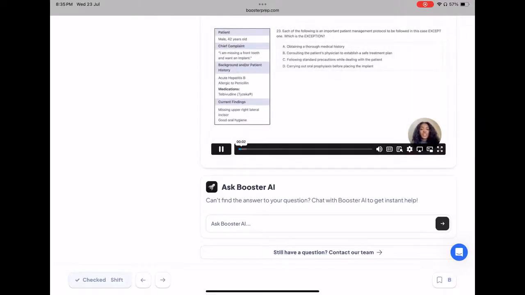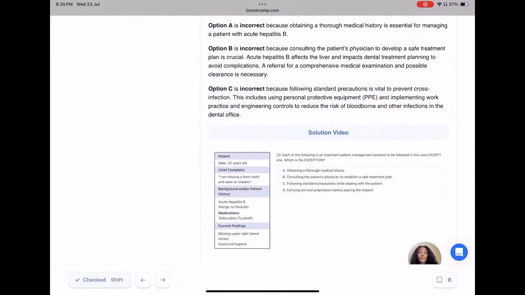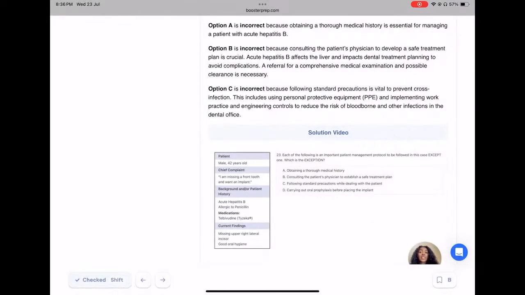Question 23 reads, each of the following is an important patient management protocol to be followed in this case except one. Which is the exception? So here we have a patient. His chief complaint is, I'm missing a front tooth and want an implant. His background and or patient history is that he has acute hepatitis B and is allergic to penicillin.